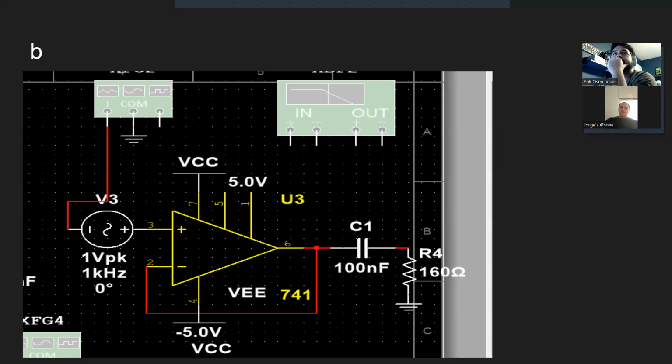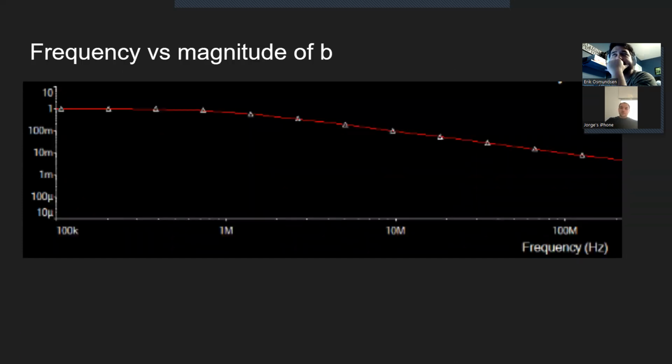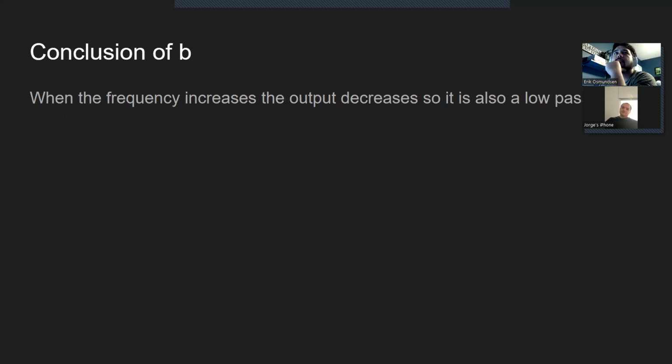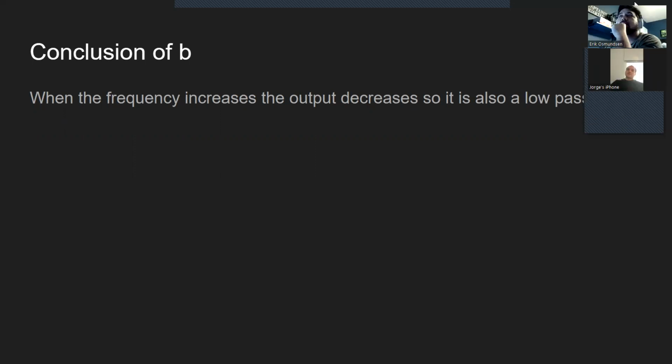Here we have the Multisim simulation for filter number 2. The frequency versus the magnitude of 2 is graphed here. Here we have the frequency versus the phase of 2. And to conclude here for number 2, when the frequency increases, the output decreases. So it is also a low pass filter.